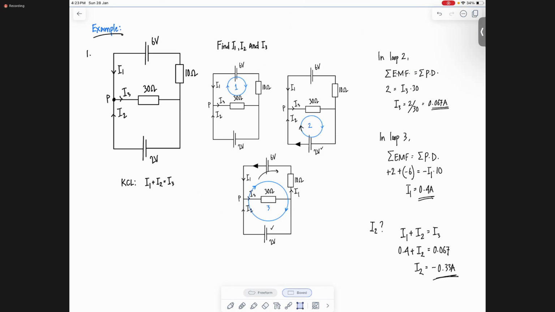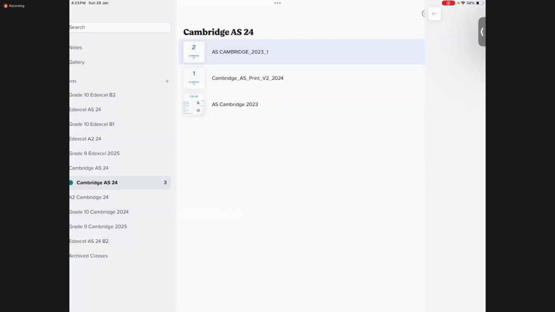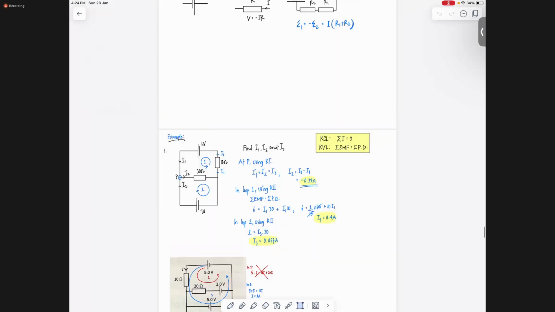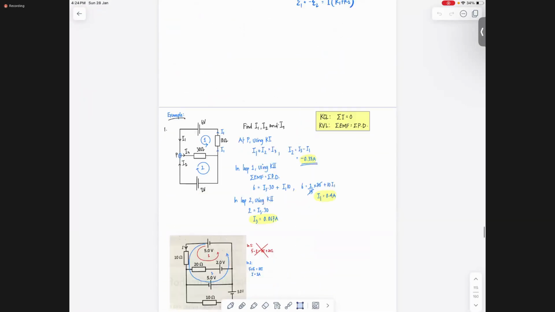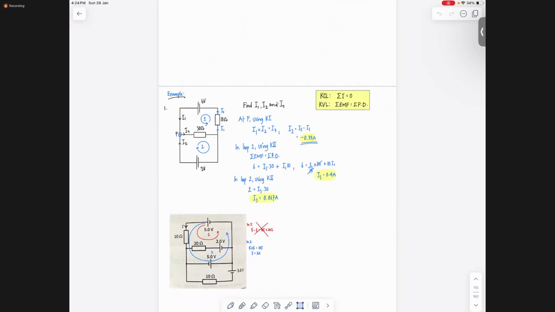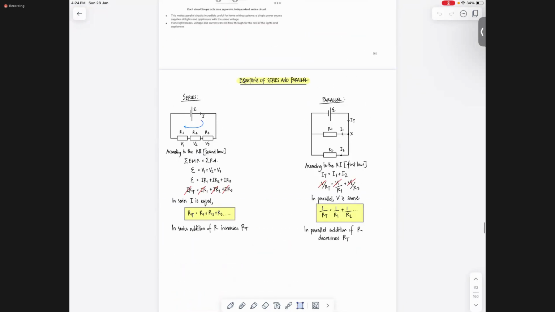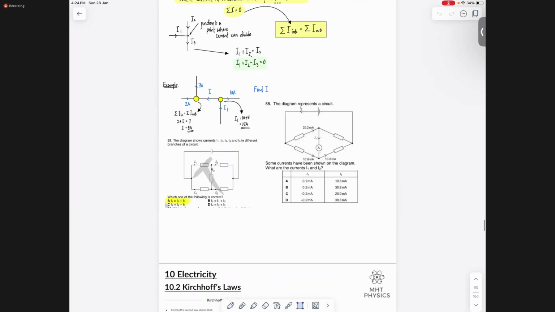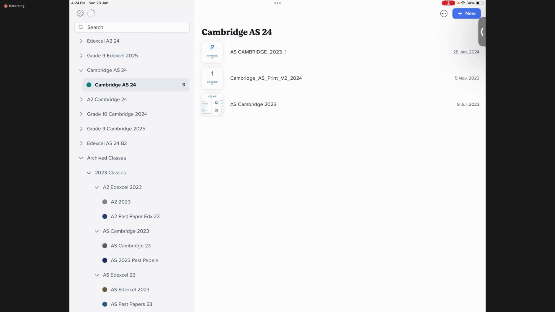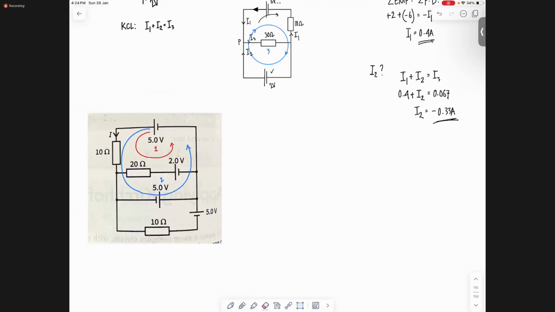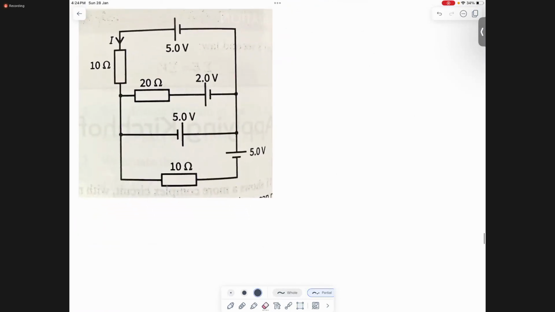Are you guys done? Okay, then let's do another example. Today we'll be doing one more example and a couple of derivations before we can move on to the next topic. Try this, find I.